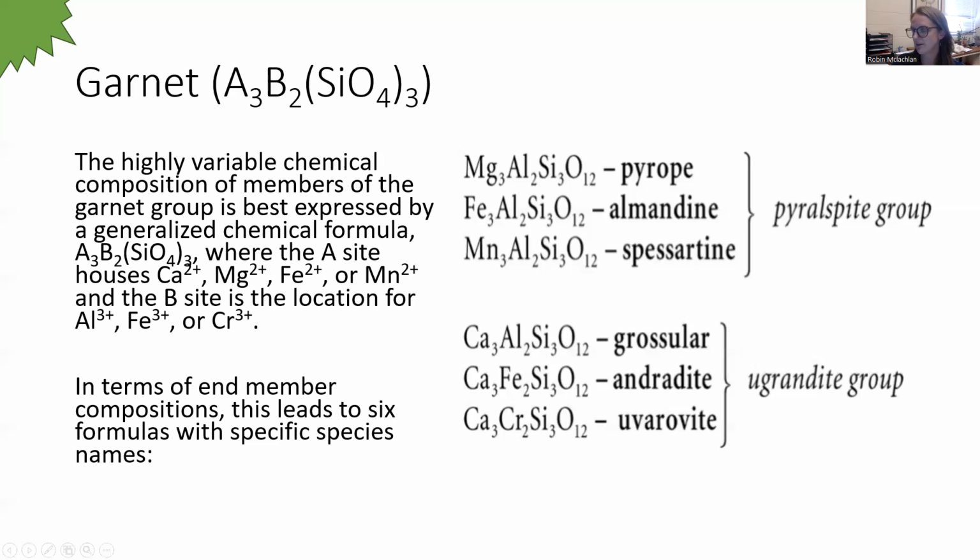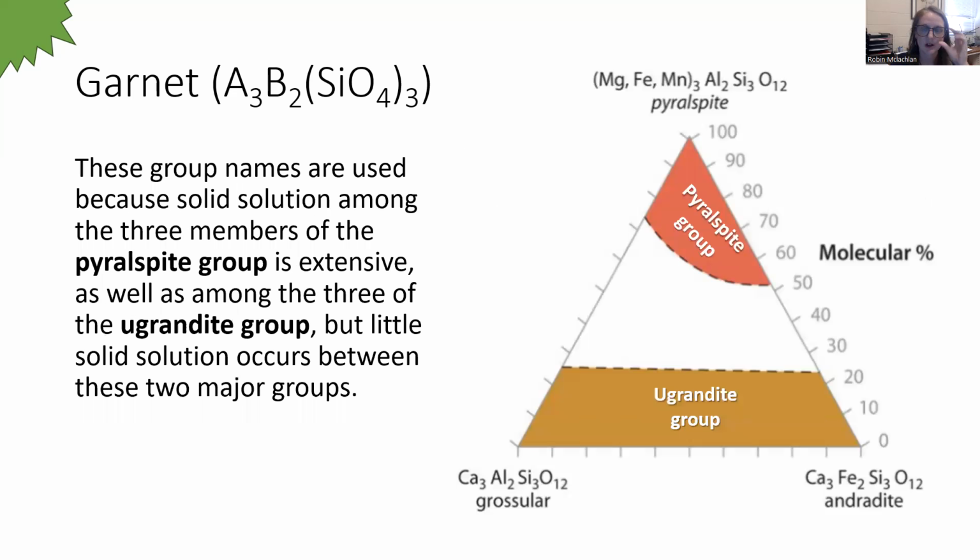And the reason we group them this way is because there's not a lot of mixing between these 2 groups. So notice on this ternary diagram that the entire ugrandite group exists at the lower end, right? There's a lot of calcium, there's some aluminum and some iron, but there's never going to be any magnesium or manganese in this ugrandite group. And it's the opposite for the pyralspite group, right? They're going to have a lot of manganese and magnesium, but they're never going to have any calcium in them.